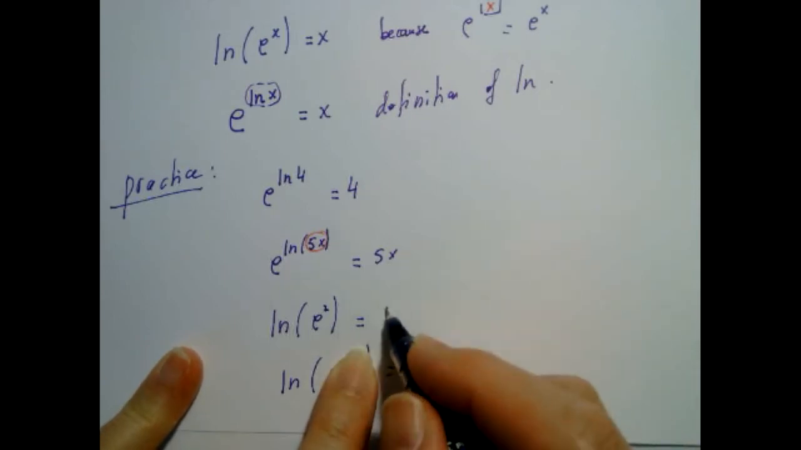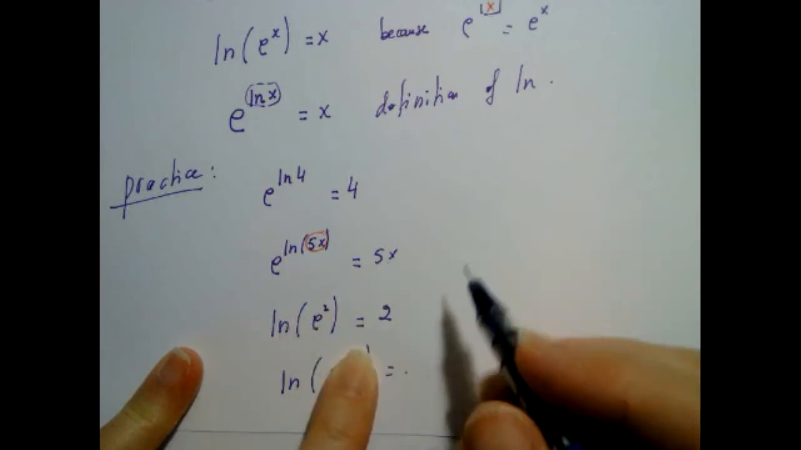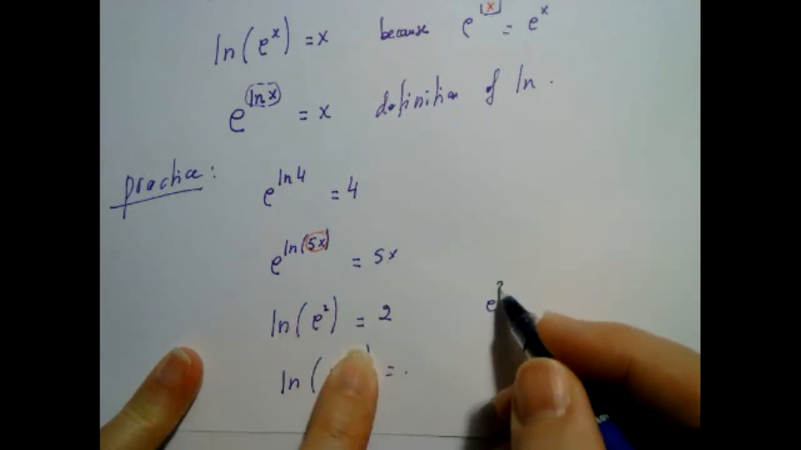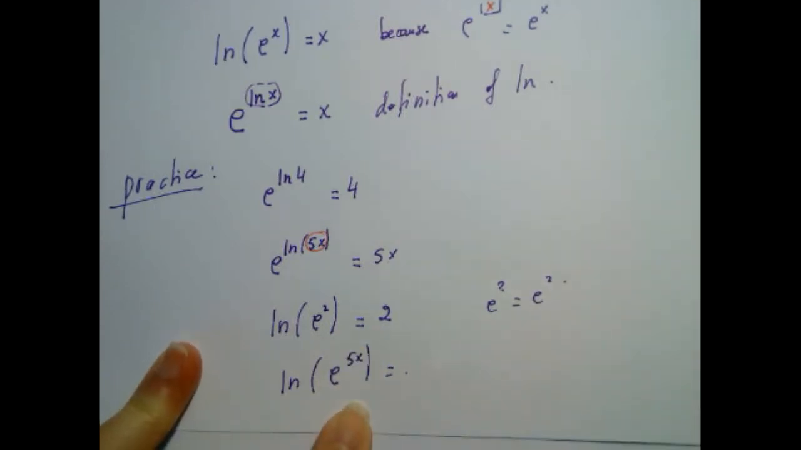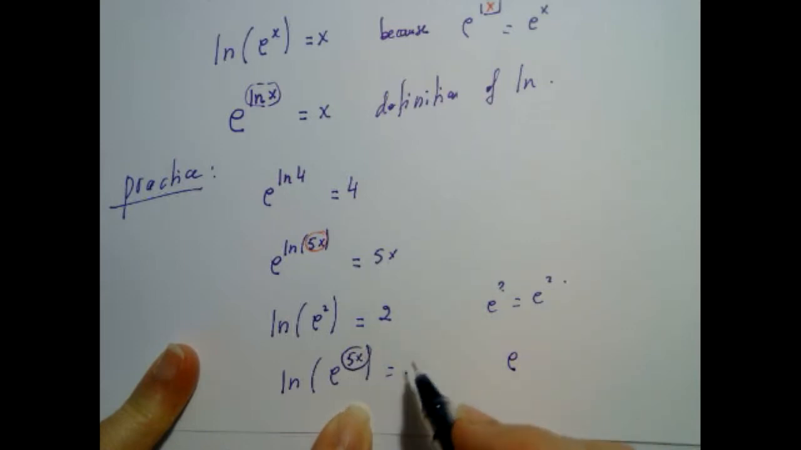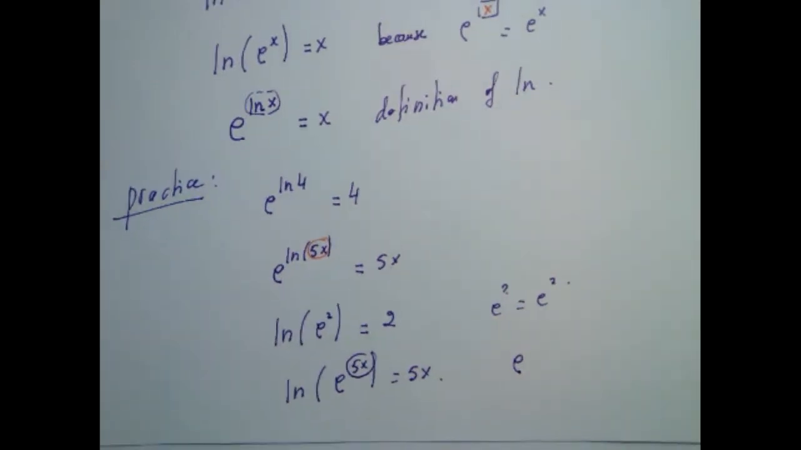It's absolutely 2. Because when I have ln of e square, I understand it. It means the power of e that gives me e square. Now what's ln of e to the 5x? It's the 5x back.